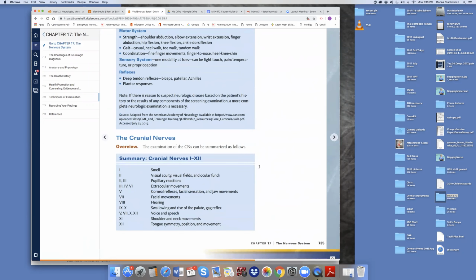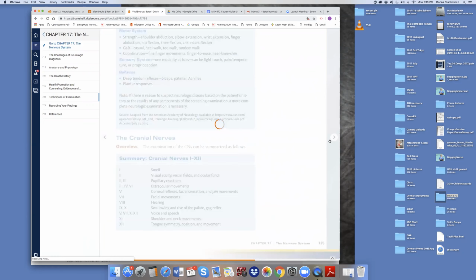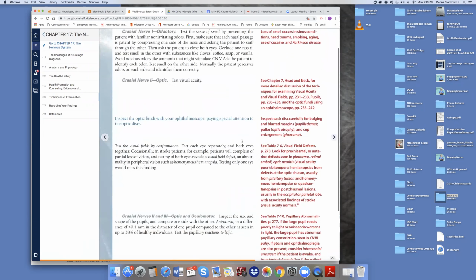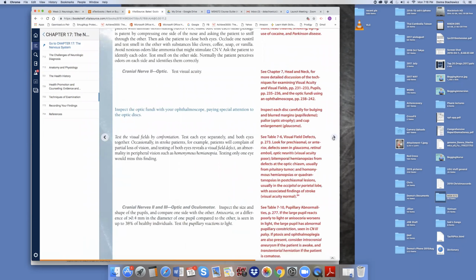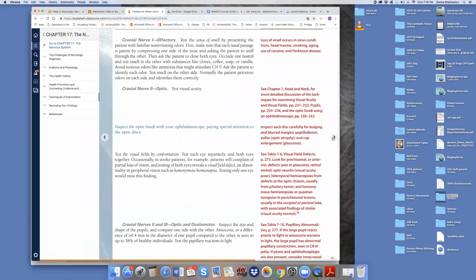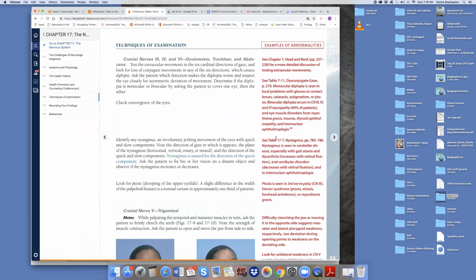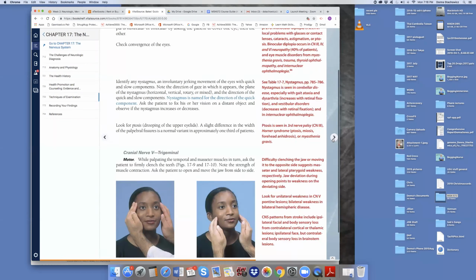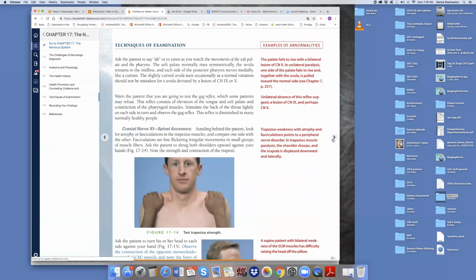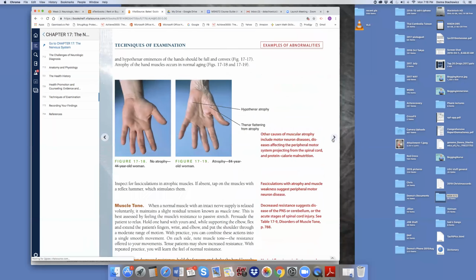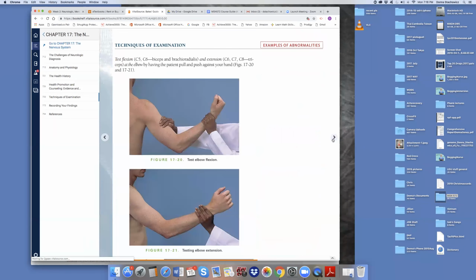So here's an overview of those cranial nerves again. I promise you they will come up again and again in your career, so please make sure you memorize those if you haven't already from your undergrad. And the following pages in Bates just go through exactly how you should test each of those cranial nerves if you don't know how to test them already.